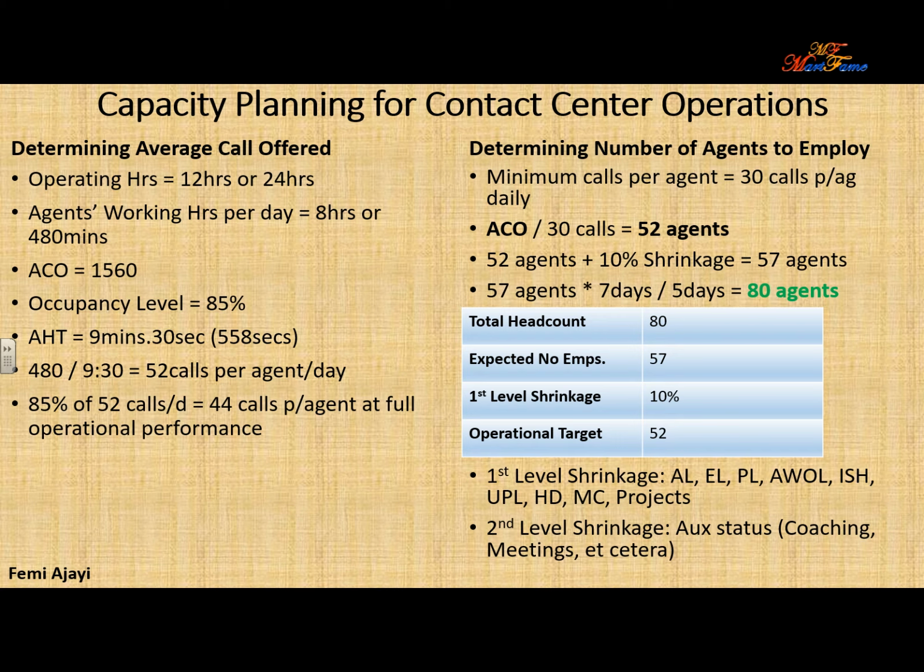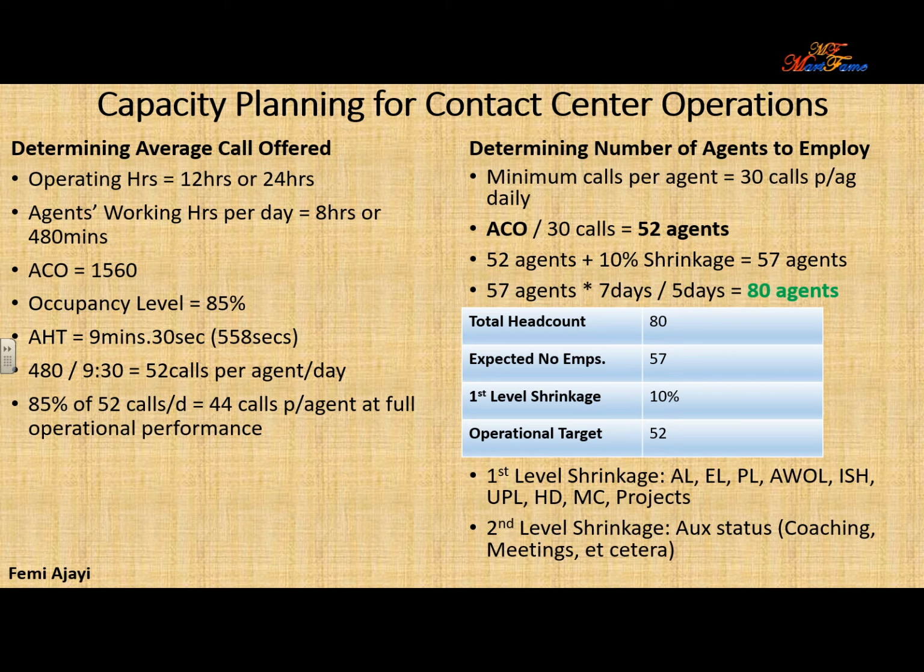Now let's bring our occupancy target into play. So 85% of 52 calls, that brings us to 44 calls at the 85% full operational performance. So we know that there are different factors, variations during the day that will influence this target, or that will make it impossible, such as onboarding, training, side projects, some outages, some incidents that will definitely influence this.